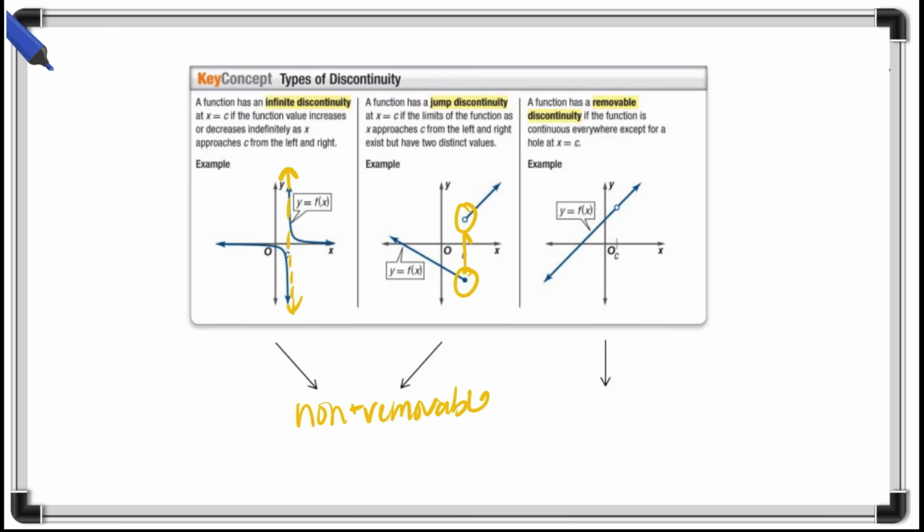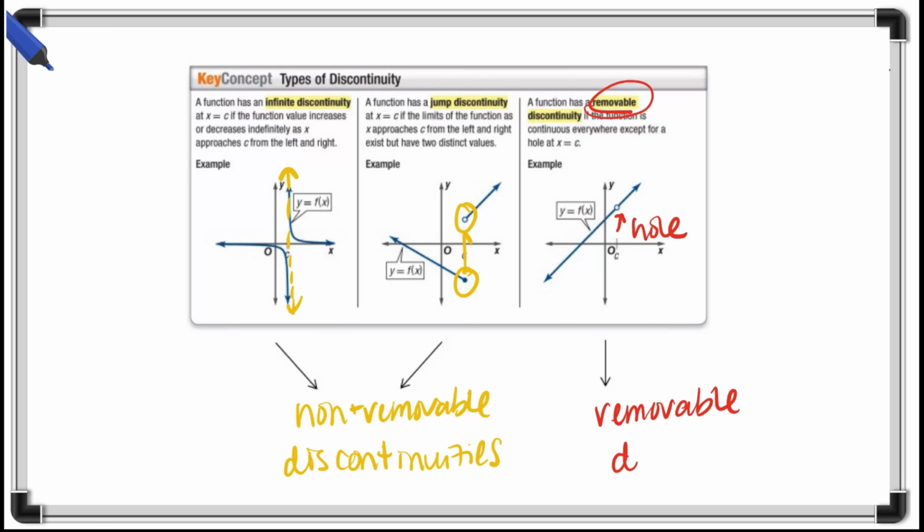non-removable discontinuities. Okay. And then your function can also have a removable discontinuity if the function is continuous everywhere except at a hole, right? So you're going to have a hole here. This is your removable discontinuity.